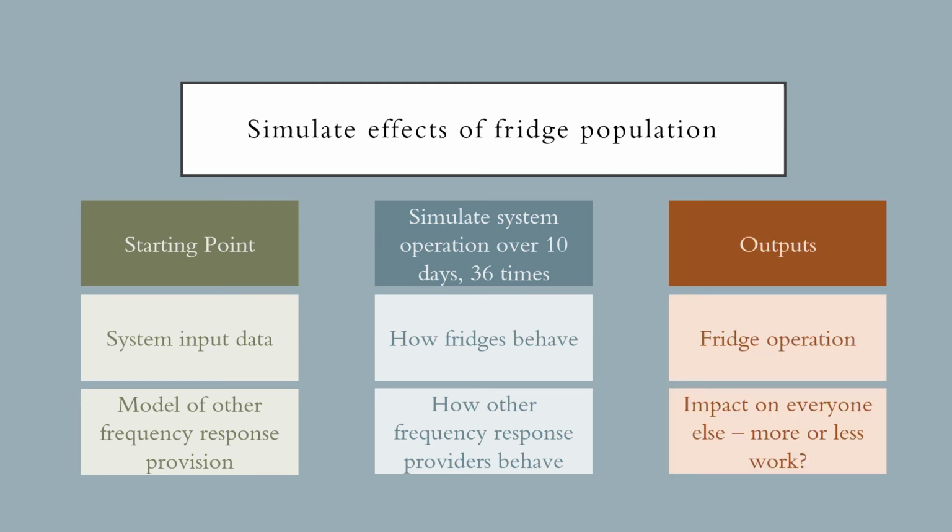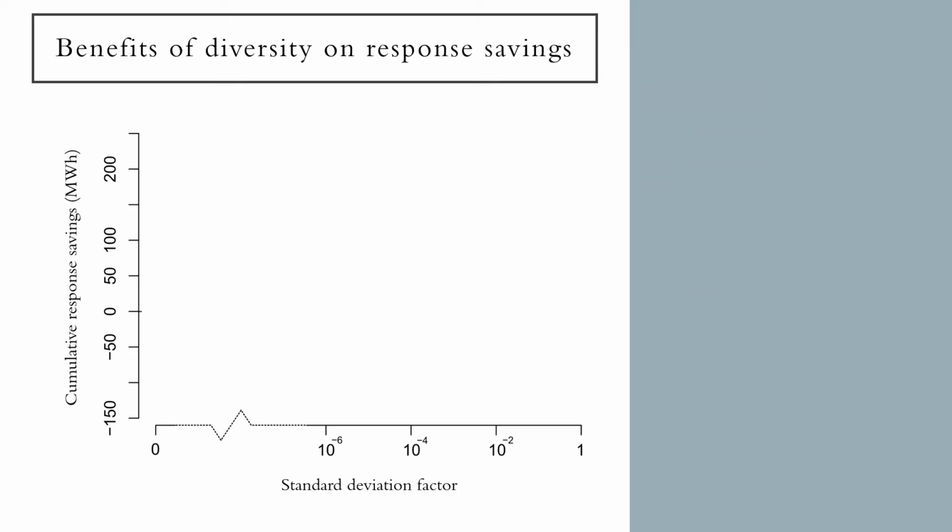The key question is whether the fridges reduce the amount of response needed from everyone else, which we call response savings, or whether they do more harm than good and require more response due to synchronization issues. For each of the 36 simulation runs, we calculate the cumulative response savings over 10 days, i.e. the reduction in response needed from the original providers in the presence of the fridges.